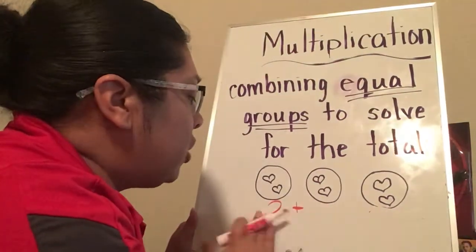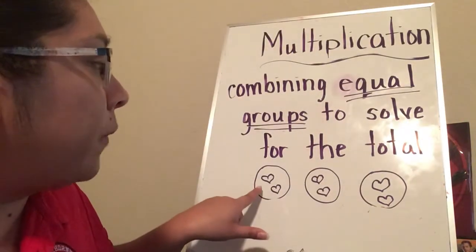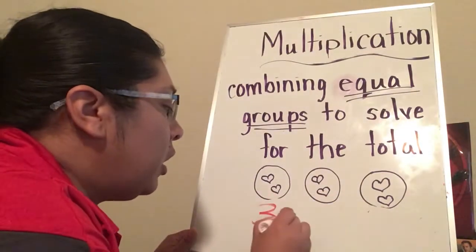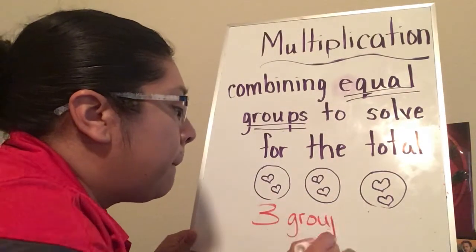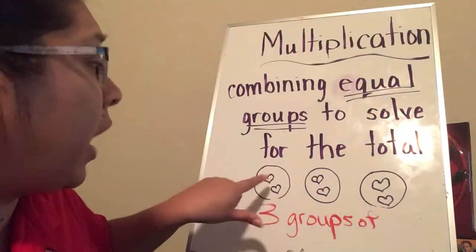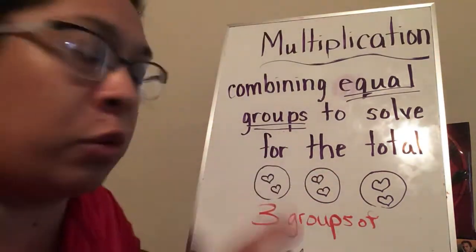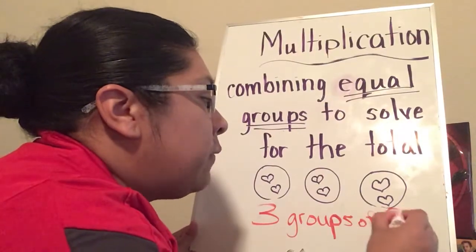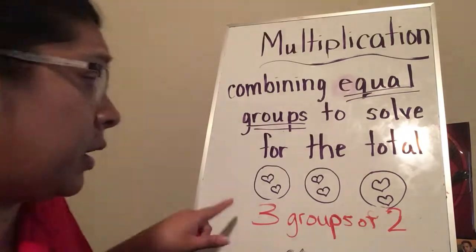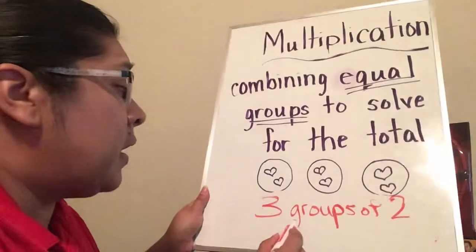In multiplication, you need to understand that we have 1, 2, 3 groups, 3 groups of, and now how many do we have in each group? 2, 2, 2. They have to be equal groups. 3 groups of 2. Okay? Now, multiplication doesn't look like this. But this is how it looks.